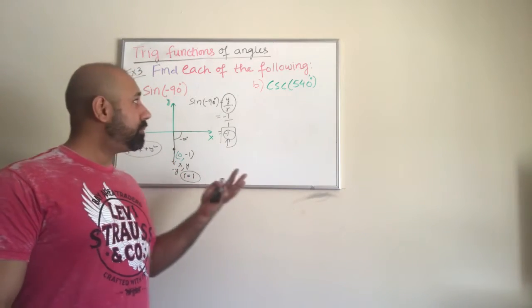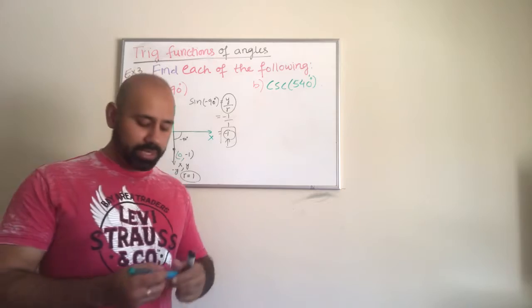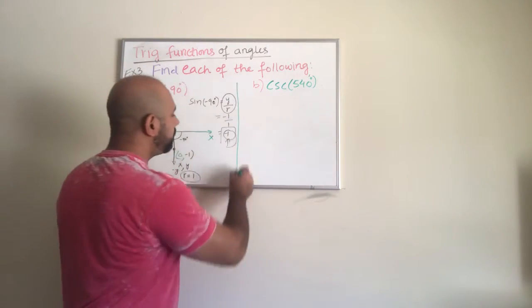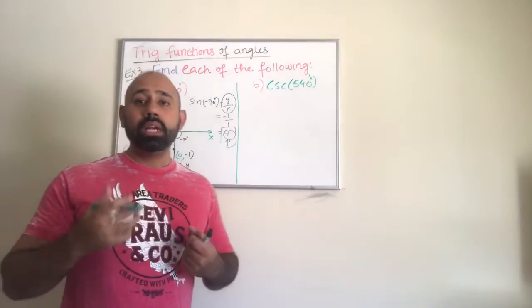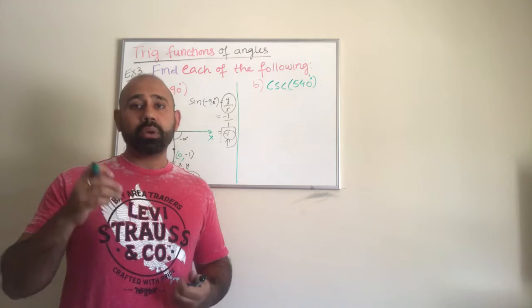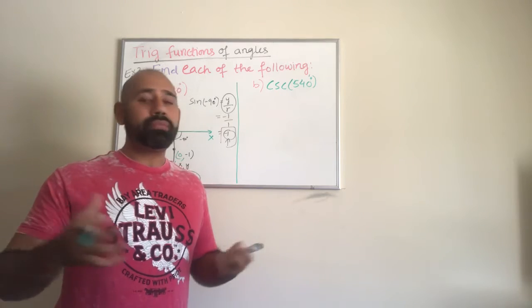Guys, in this video let us look at part B. So part B is kind of similar to part A, but we got to do some extra work. Looking at part B, the first thing we have to do is identify the angle 540 degrees. We cannot directly figure out where the angle 540 is. There are a few ways we can do it.